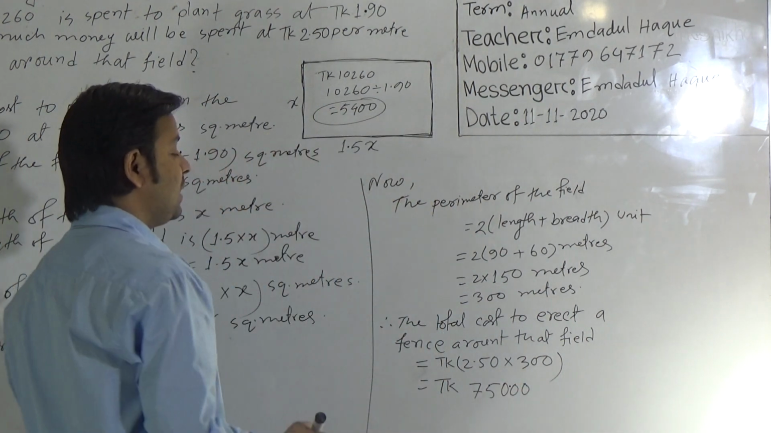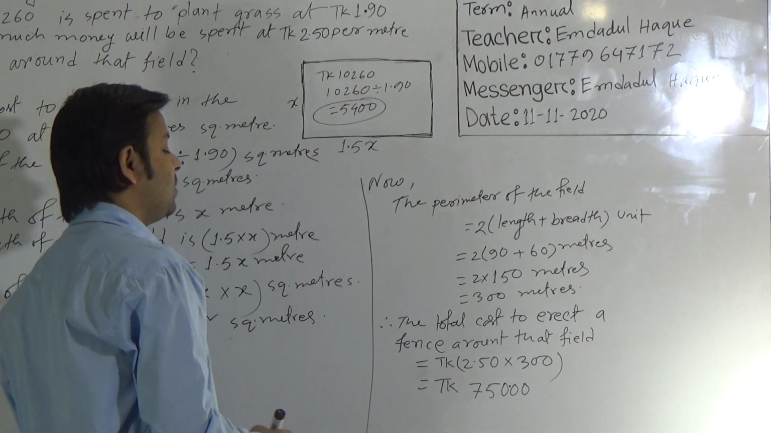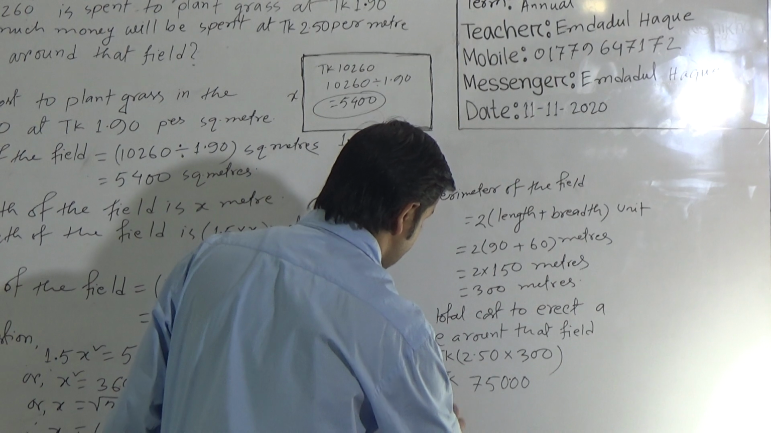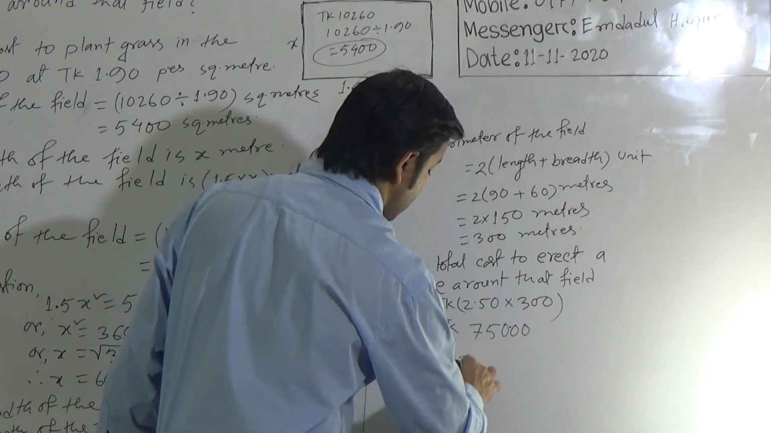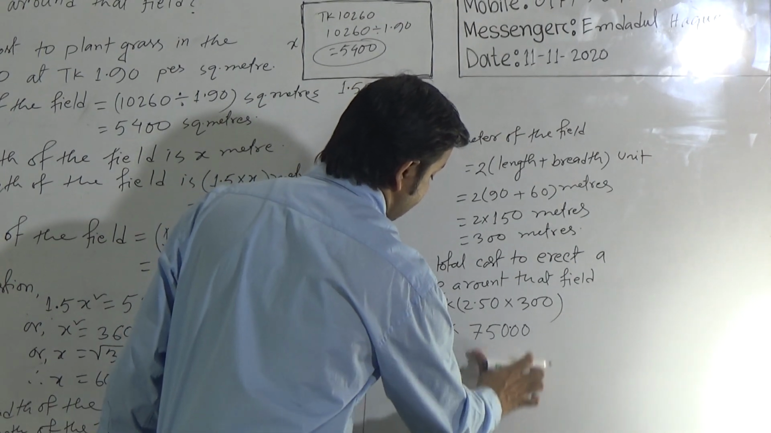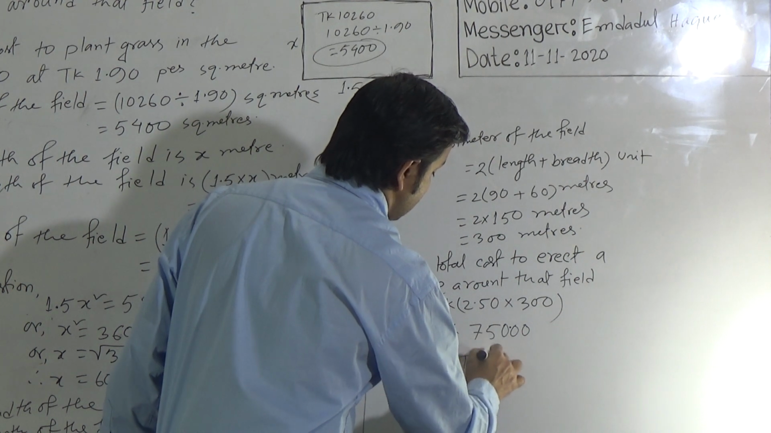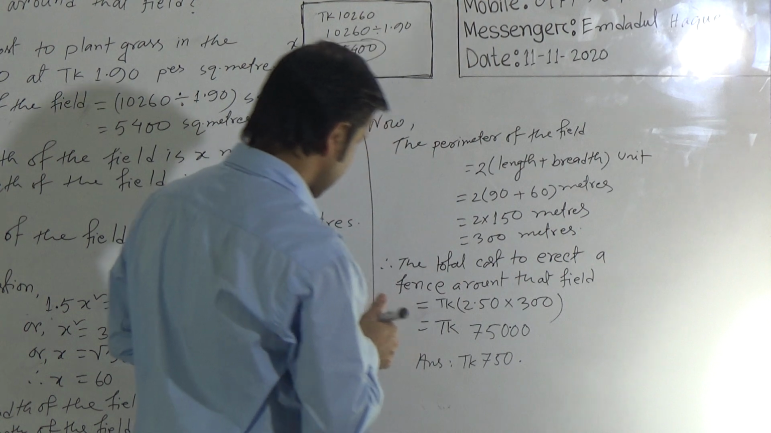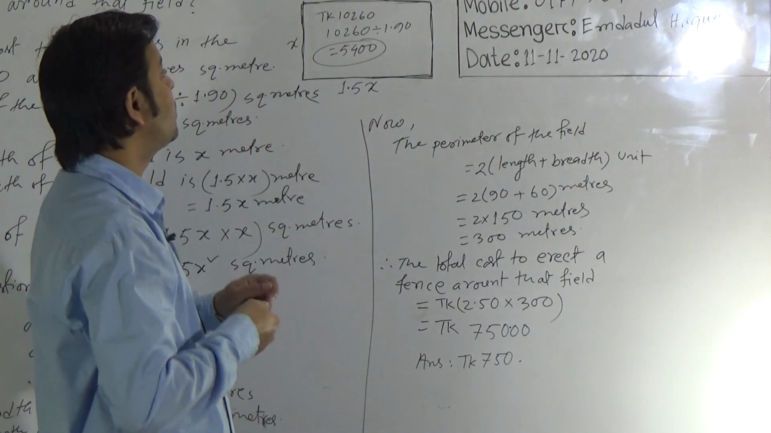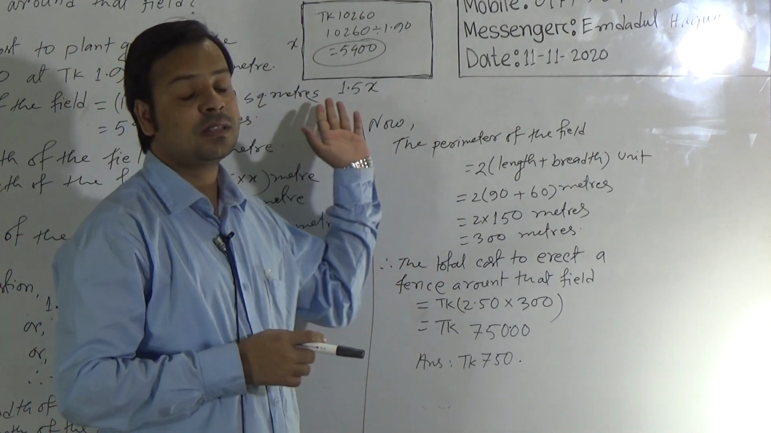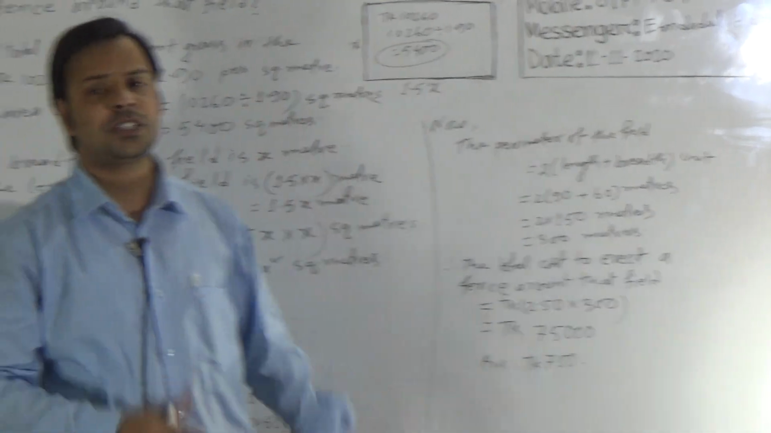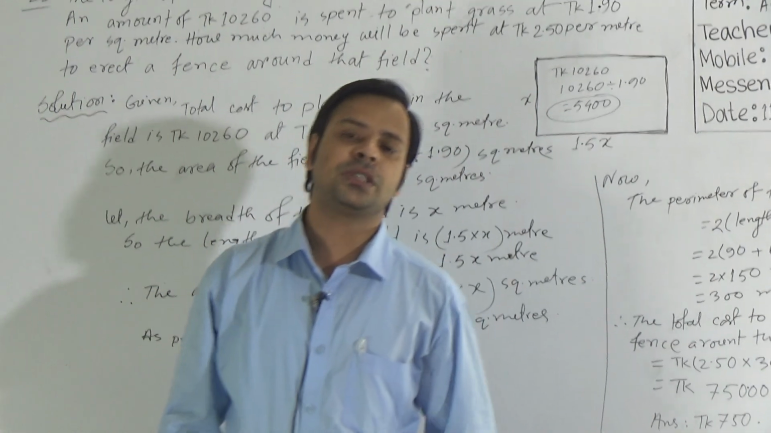So 750.00. So our required answer for this question is Taka 750. This will be the total cost for erecting the fence around the field. Okay, dear students, I hope you have understood the solution of this question.